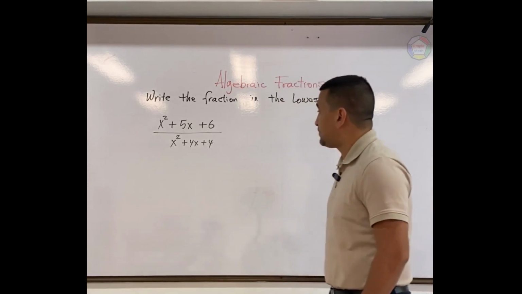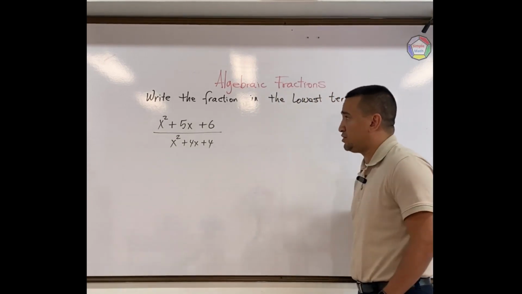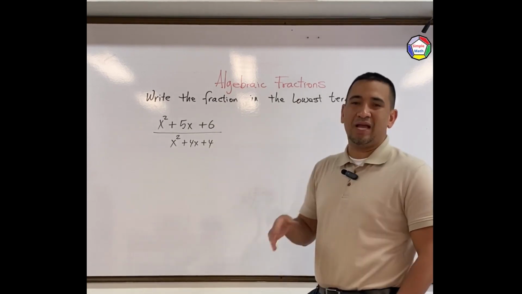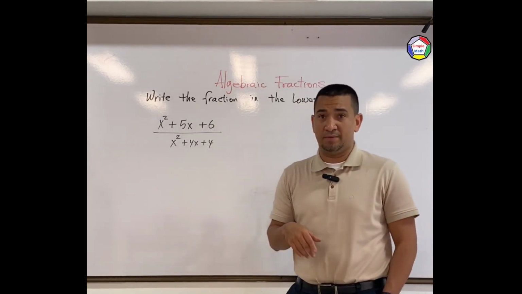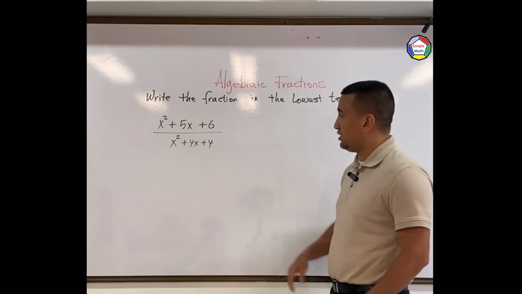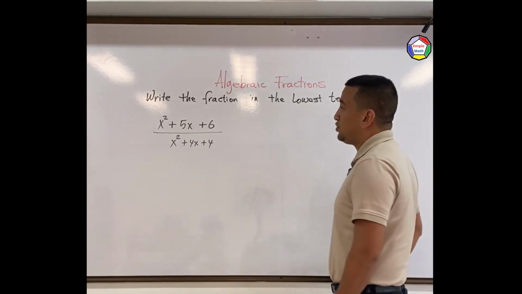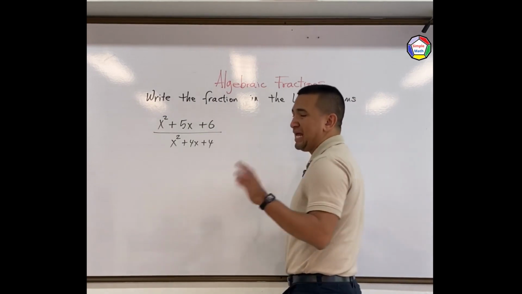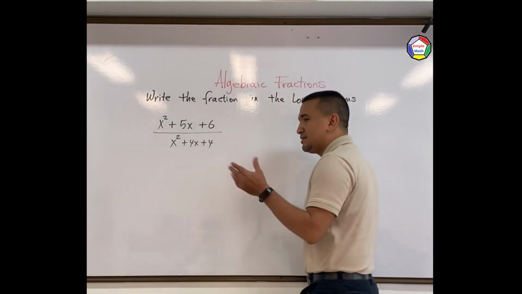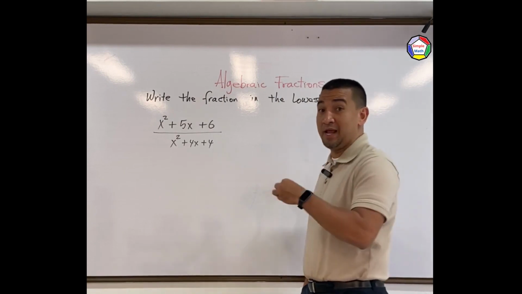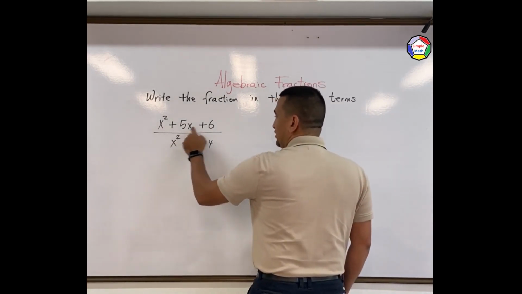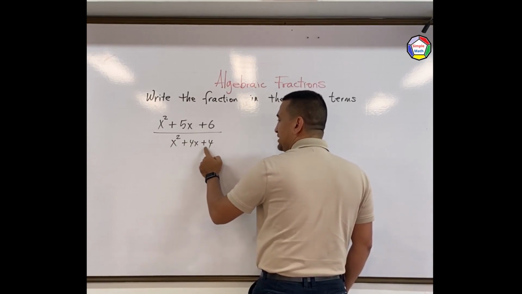In this video, I will explain another exercise about algebraic fractions. The instruction is to write the fraction in the lowest terms. In other words, we have to write the fraction in its simplest form, or simplify the fraction. In this fraction, the main operation is not a multiplication, like in examples 2 and 3 that I explained in this channel before. Here, the main operation is an addition.